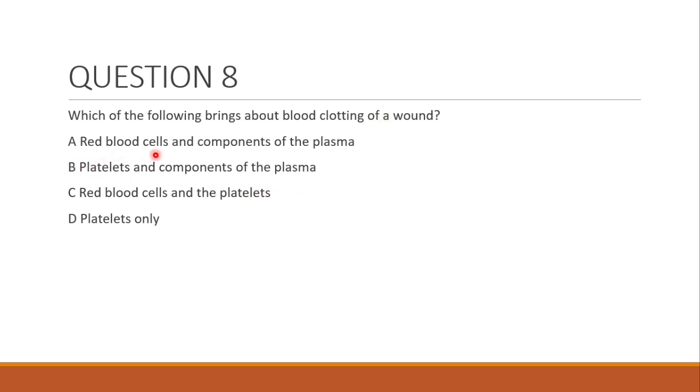Is it A, red blood cells and components of the plasma? B, platelets and components of the plasma? C, red blood cells and the platelets? Or D, platelets only? Which one is correct? Pause the video, try to answer this question on your own, then play it again to find out the answer.